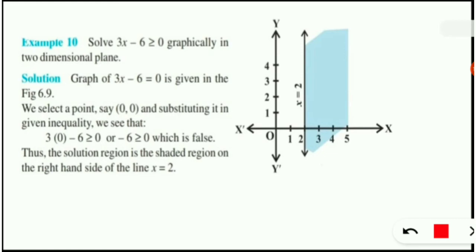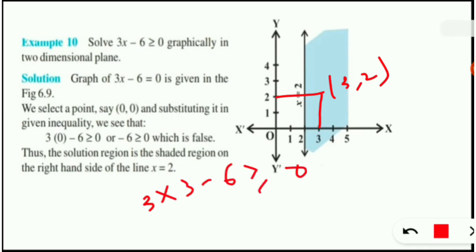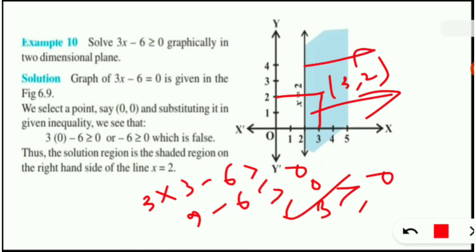Now for checking your answer, take any point in this right hand region. Suppose we take this point, the coordinates of this point are (3, 2). Now the inequality 3x minus 6 greater than or equal to 0: 9 minus 6 greater than or equal to 0, so 3 greater than or equal to 0, which is true. That means definitely the right hand region or right hand plane is the required region.